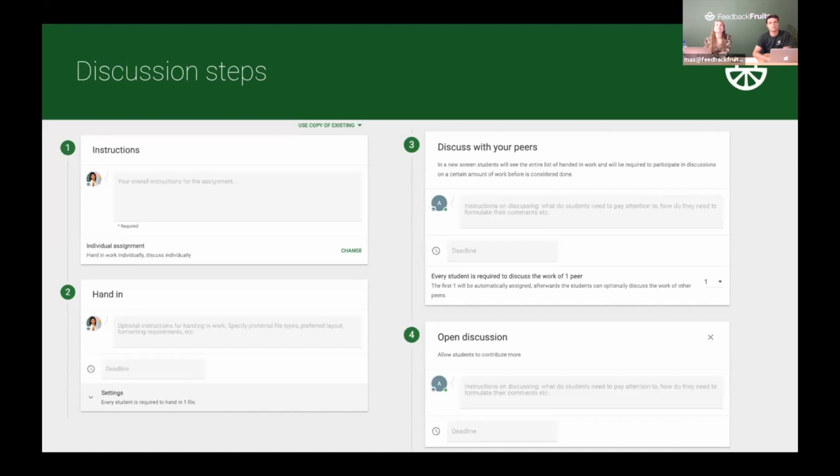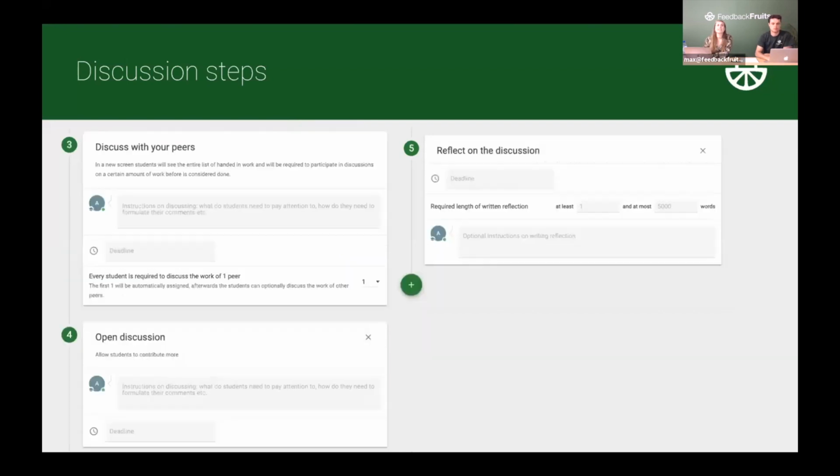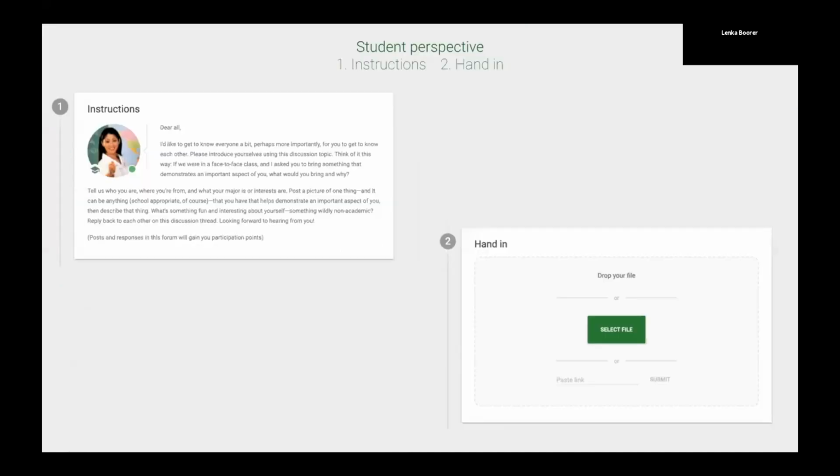Then the third step is, of course, to discuss those different works, and the fourth step is to actually partake in the open discussion where you can see everyone's introduction in this case. And what we always have in our tools is a reflection step. So if you want your students to reflect on things that they've learned, you can require that for them to set up.